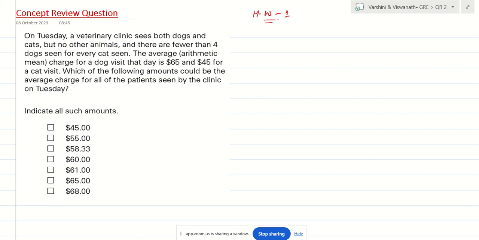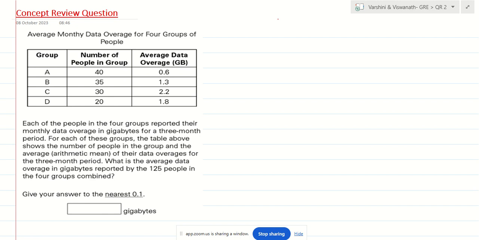Second. This is the question. Solve it right now. Did you understand the question? What is the question and the concept? Which concept is this? Tell me. Average, weighted average. Correct. We have different groups.